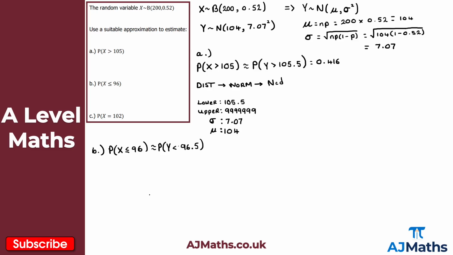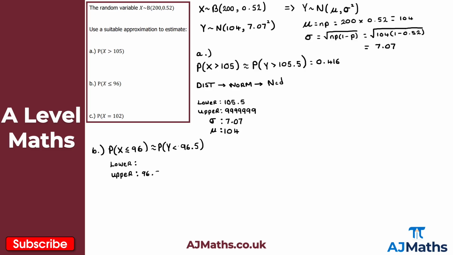So all I need to do now is use my calculator again, following the same pattern. So distribution, normal, NCD. And again, I need to input the correct values for the lower, upper, sigma, and mu. Obviously, sigma and mu won't change. We're using the same approximation here, so all I need then is the lower and upper. So for part B, the probability here is y being less than 96.5. So now we input this value into the upper. That's going to be 96.5.